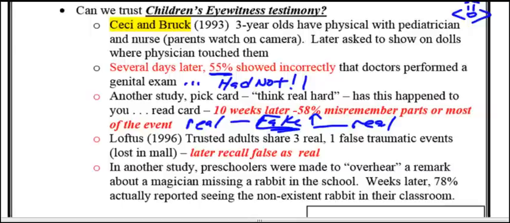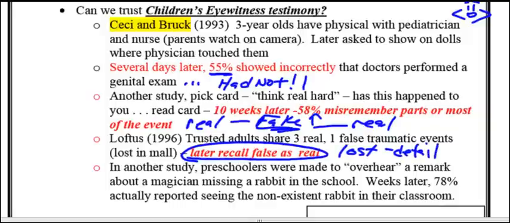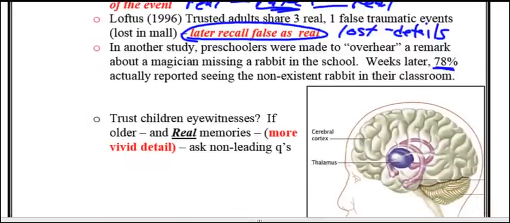Loftus, in another study, had trusted adults share 3 real and a fake event with teenagers, and about a third of them later recalled the false as real, being lost in a mall, for example, and they remembered specific details about what had happened. In another study, preschoolers were led to believe they just overheard a remark about a visiting magician missing a rabbit in their classroom. And then a couple weeks later, 78% of those preschool kids reported seeing the rabbit that didn't really exist in their own classroom.